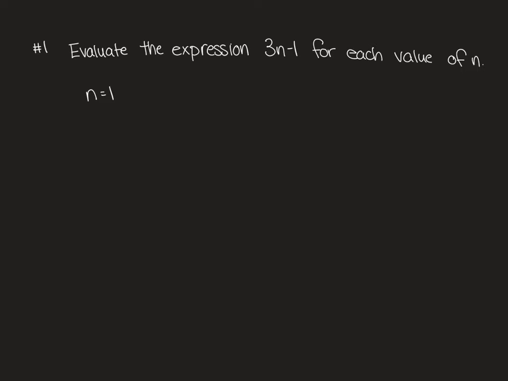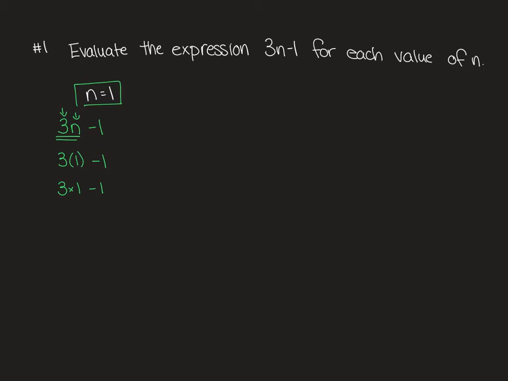What happens is you are going to take the expression they have given you, 3n minus 1, and then we're going to replace n with our value. So instead of writing n, we're going to write 1. Now remember, when a number is next to a variable, the first number is the coefficient and this is the variable, and the operation that is showing is multiplication. So this would be the same thing as 3 times 1 minus 1.